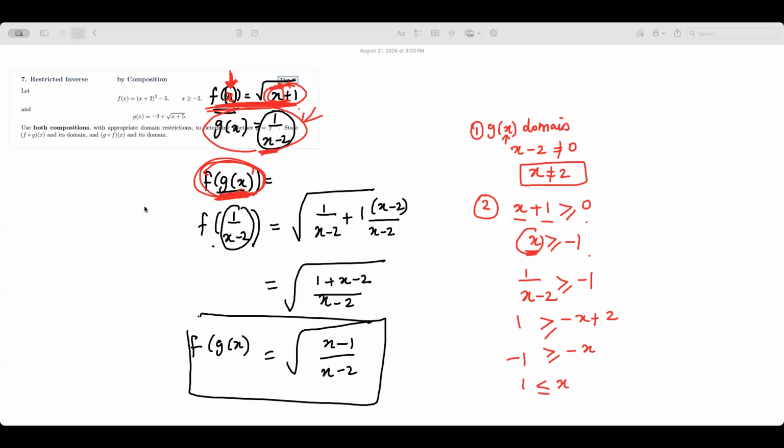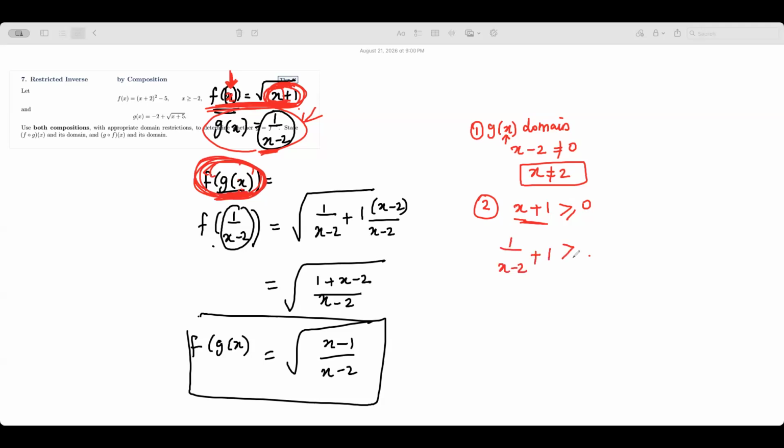Let's do it again. So x plus 1 is greater than or equal to 0. Let's do it that way. What confuses me is that it says x is greater than or equal to minus 1. Okay, this you understood, right? Meaning whatever input you feed to f of x should be greater than or equal to 0. In your composite function, what is your x value? g of x, 1 by x minus 2. Are you with me?